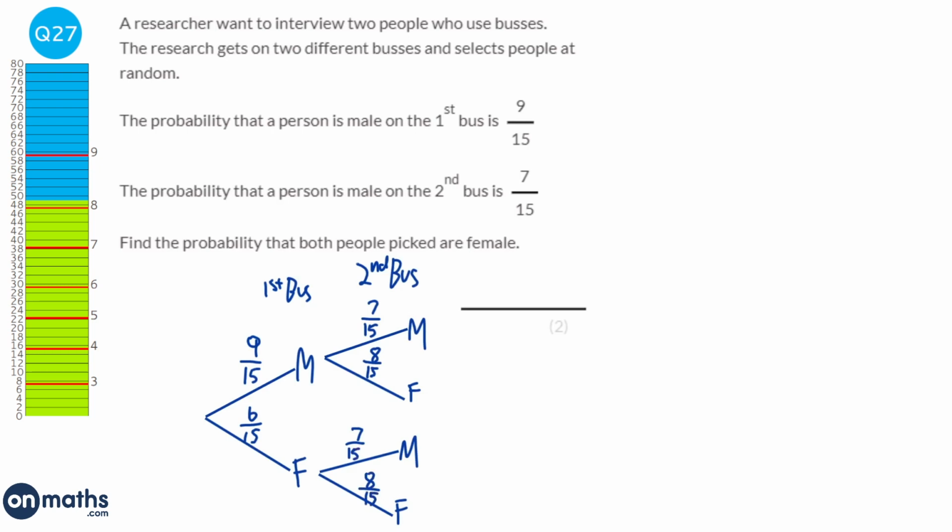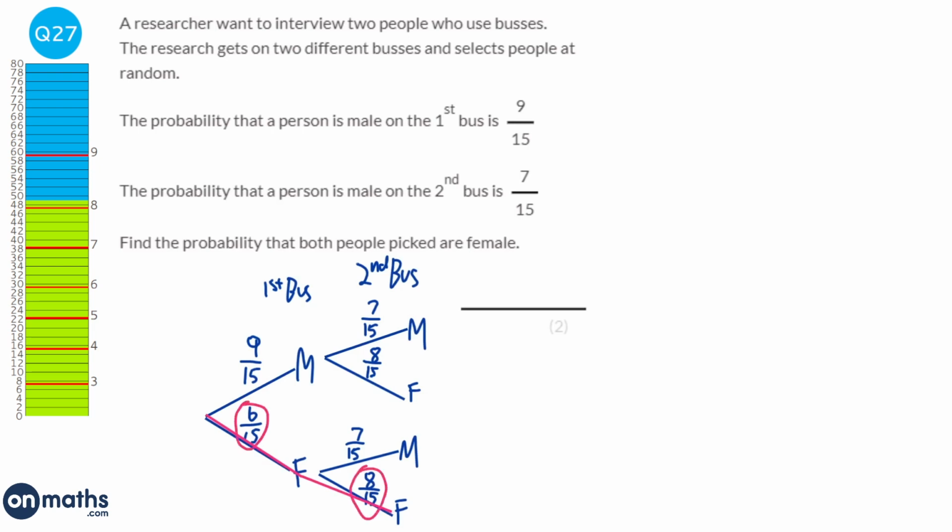And the question is basically asking what is the probability that both will be female. So to have both female, we need to have gone down this line at the start and then this line again. Looking at the fractions along the way, it's 6 over 15 and 8 over 15.